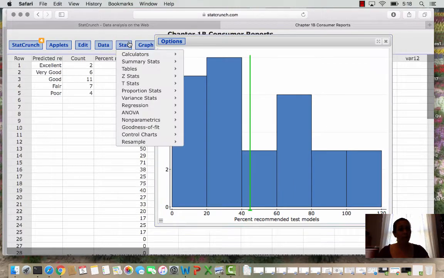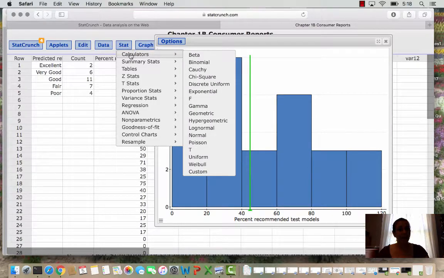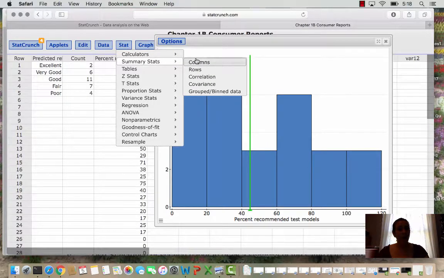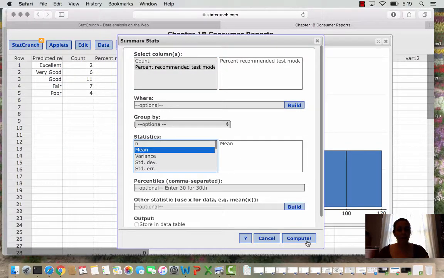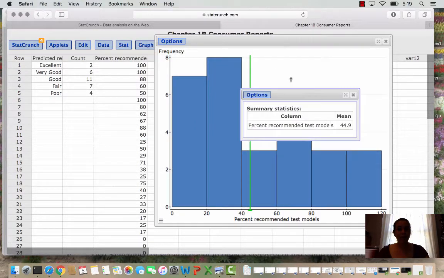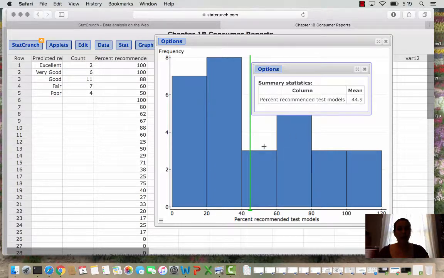Another way to do that is you can go to Stat, Summary Stats, Columns, select percent recommended models, and then just select mean and compute. And you can see StatCrunch computes the mean is 44.9, which is the same result as if we hover our mouse over here.